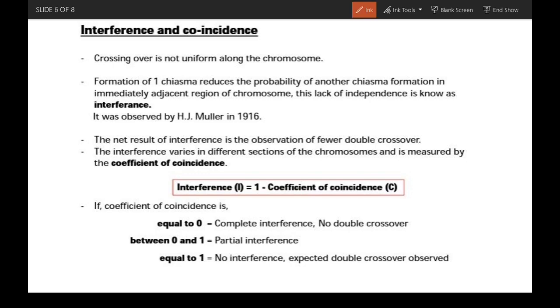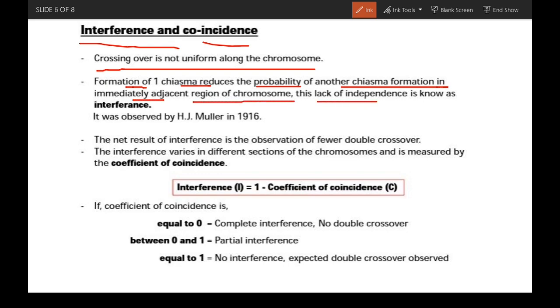Let's see about another thing which is very important in such kinds of questions, that is interference and coincidence. So the crossing over is not uniform along the chromosome, right? Formation of one chiasma reduces the probability of another chiasma formation in the immediately adjacent region of the chromosome. This lack of independence is known as interference.